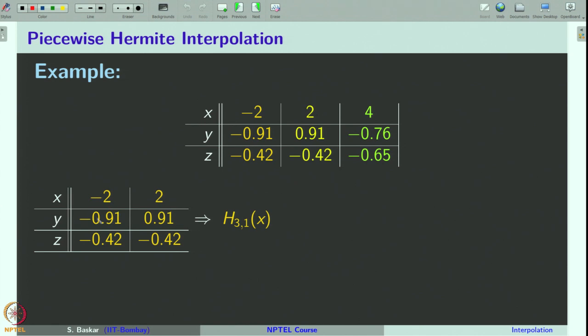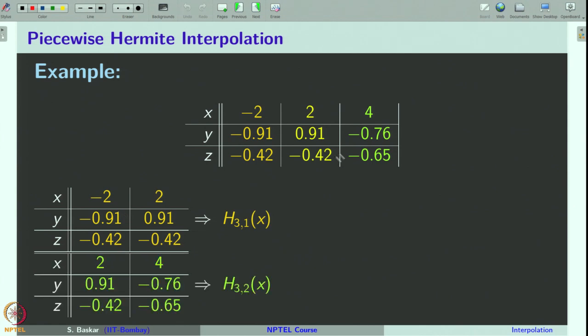The first piece has two nodes, x0 and x1, and the corresponding function values and the derivative values, right? This will give us the corresponding cubic Hermite polynomial interpolation. Remember, we have constructed this polynomial in our previous example, but now we will denote it by h3,1 of x, because this is the polynomial that is coming from the first piece of the given data, right?